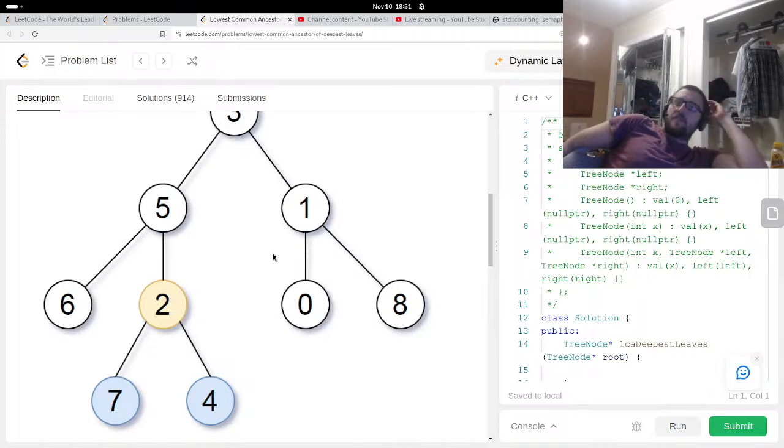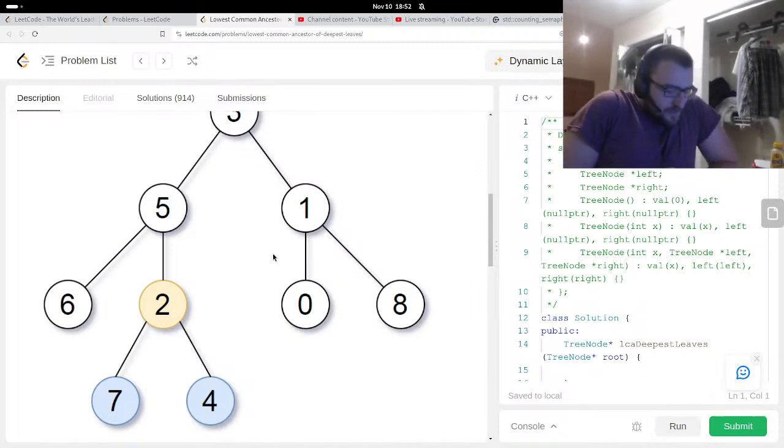Because that has the lowest depth, and the one with the lowest depth is guaranteed to have all the leaves. Whereas if you take a depth that goes down further, a greater depth, then you would necessarily be excluding, almost by definition, some of the deepest leaves. Yes, so that's pretty interesting.